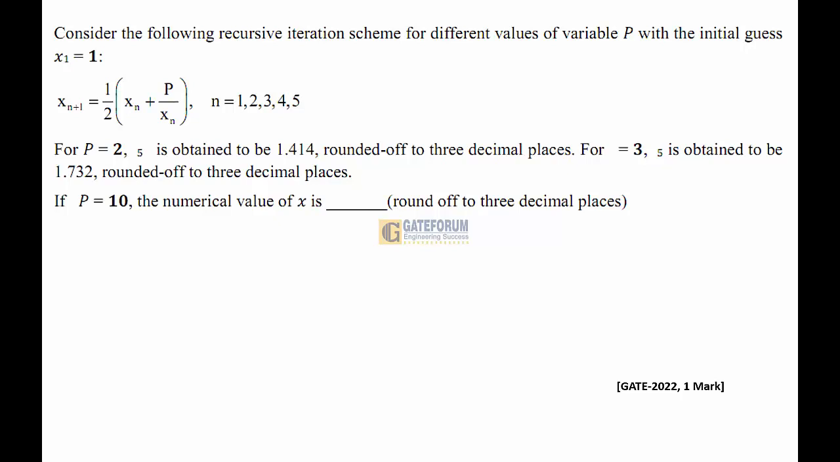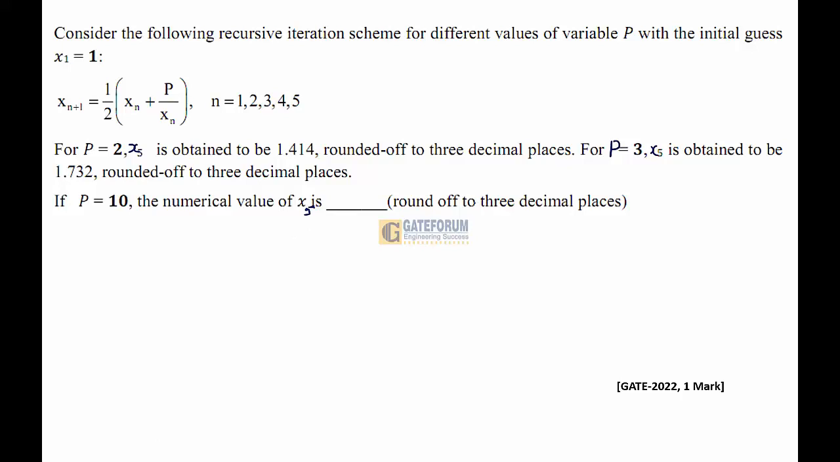xn plus 1 is equal to half times xn plus p by xn, n is equal to 1, 2, 3, 4, 5. For p is equal to 2, x5 is obtained to be 1.414 rounded off to 3 decimal places. For p is equal to 3, x5 is obtained to be 1.732 rounded off to 3 decimal places. If p is equal to 10, the numerical value of x5 is dash, rounded off to 3 decimal places.